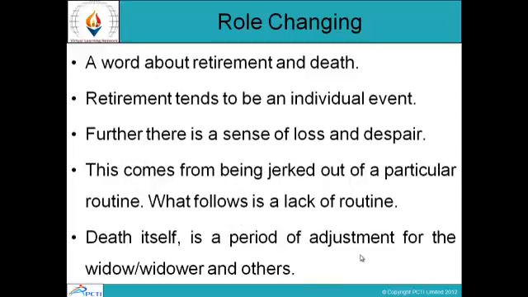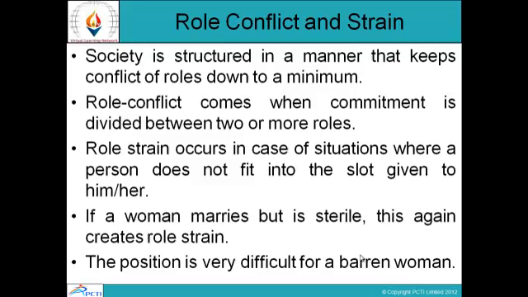A word about retirement and death. Retirement tends to be an individual event. Further, there is a sense of loss and despair. This comes from being jerked out of a particular routine. What follows is a lack of routine. Death itself is a period of adjustment for the widow or widower and others. So, role changing when retirement happens or when death strikes is also a stressful time, and this comes from a lack of routine.